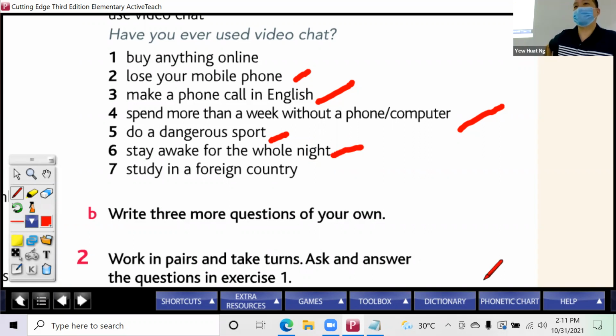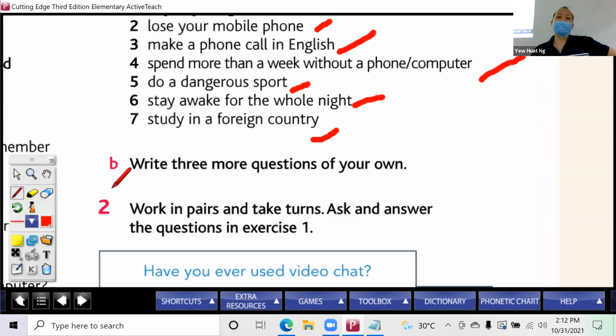Have you ever stayed awake for the whole night? Have you ever? Yeah. For work when we were young, yes. Next one. Have you ever studied in a foreign country? Yes. You have? Right now? You are in a foreign country? Studied English? Yes. Okay.